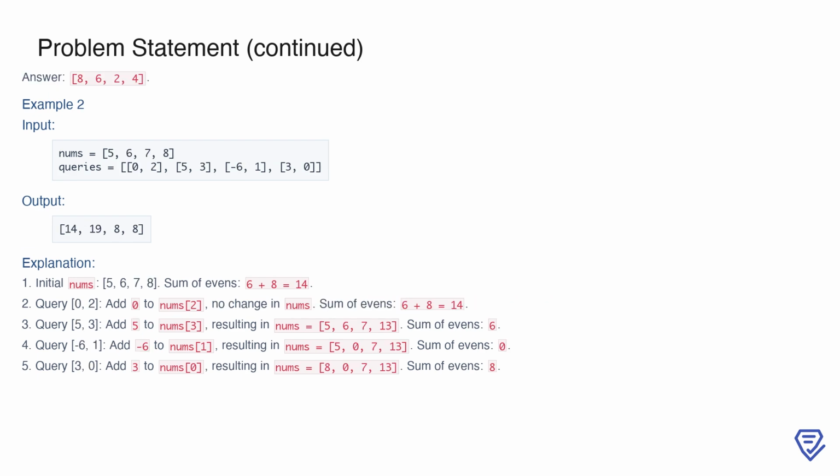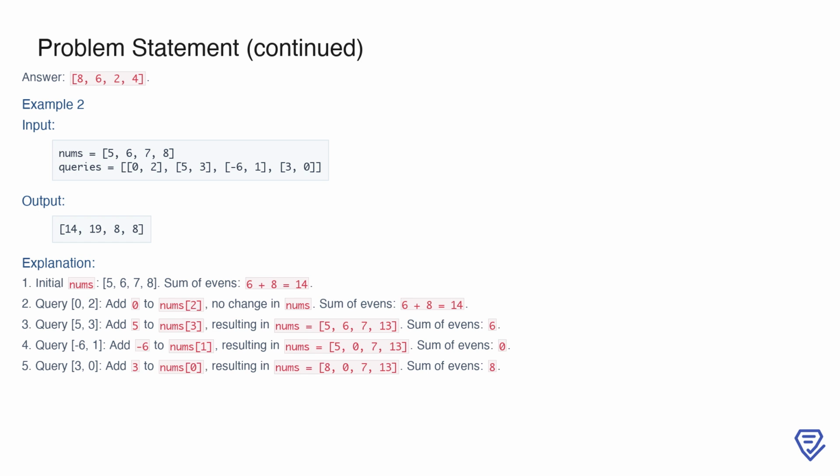Now, consider another example where nums is [5, 6, 7, 8], and queries is [[0, 2], [5, 3], [-6, 1], [3, 0]]. Initially, nums is [5, 6, 7, 8], and the sum of even numbers is 6 plus 8 equals 14. For the first query, [0, 2], adding 0 to nums[2] doesn't change nums, so the even sum remains 14. Next, the query [5, 3] adds 5 to nums[3], updating nums to [5, 6, 7, 13]. This reduces the even sum to 6, since 13 is now odd.